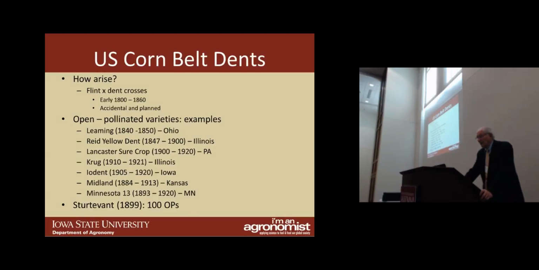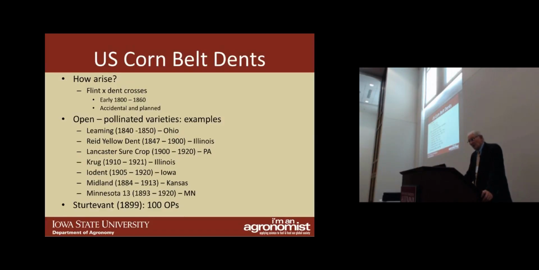Now, Iodent, you hear that still a lot in the corn breeding notes around. It was a variety that was grown in northern Iowa, a yield test. It's kind of an early variety. To me, it's not that early, but at that time, they grew it in kind of north central Iowa. It never won, but it's always in the top 5.